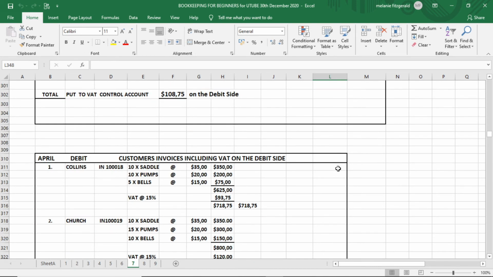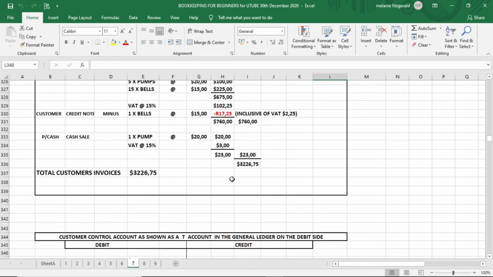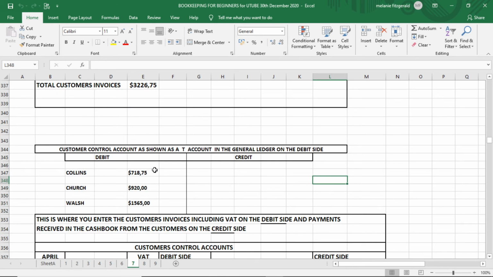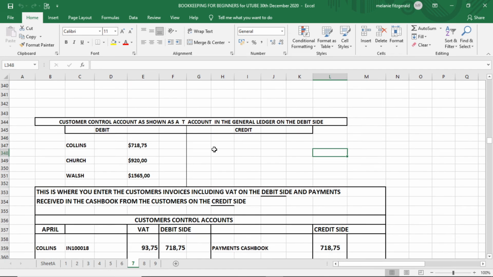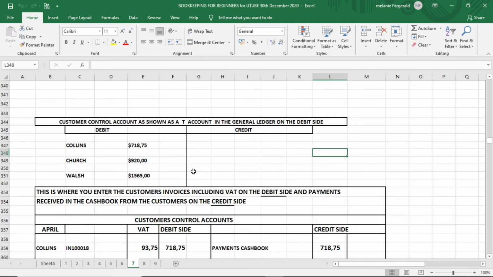Now, this is the customer's invoices, including VAT on the debit side. Okay, this is the same invoices we had earlier in the lesson and the same invoices from lesson six. The invoices to our customers that bought stock from us. So I'm not going to go through this with you. The reason we've put it again here is because we're going to do a customer control account. Okay, for them. This is again, once again, I'll say this again, this is just an example. This is how it looks. Everything that you see, the customer's control account is debited in the general ledger, and it's debited exactly like this. Okay, so it's just an example to show you.